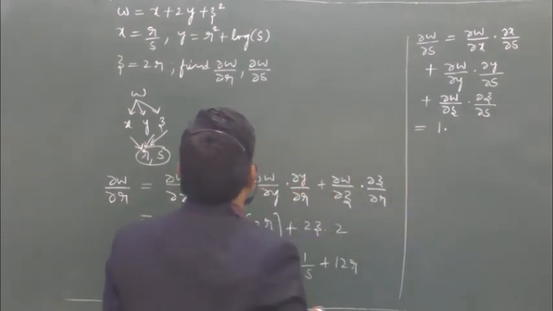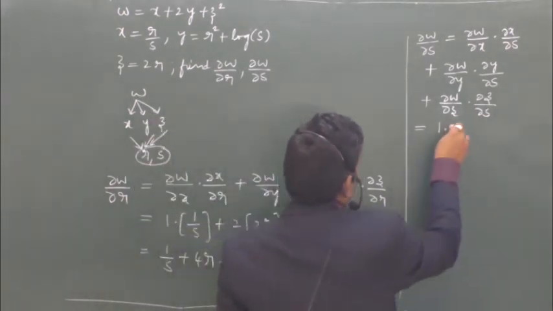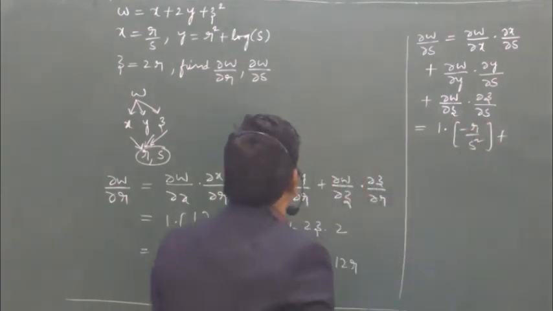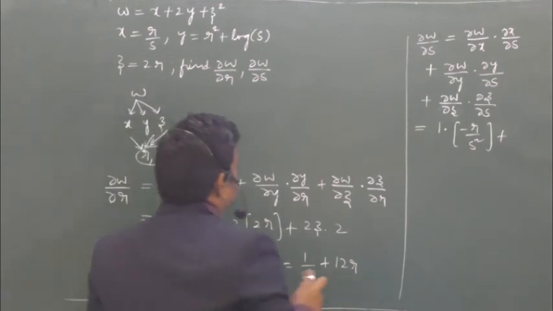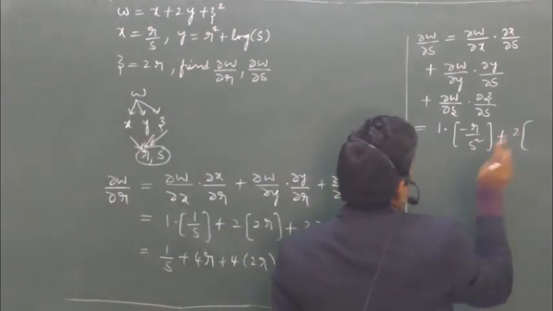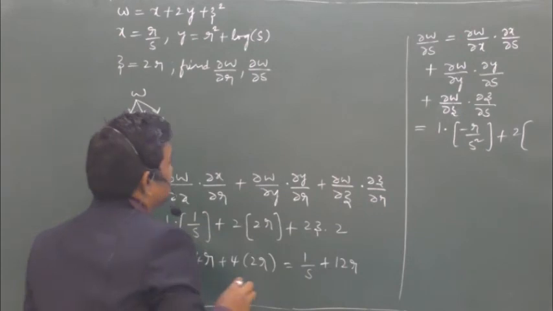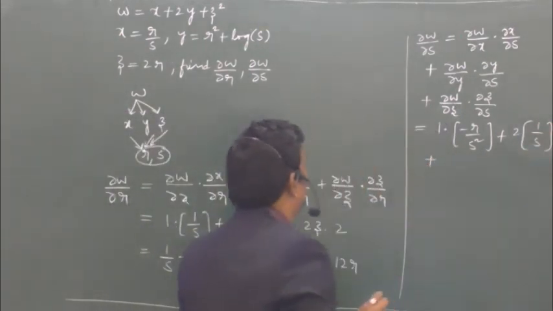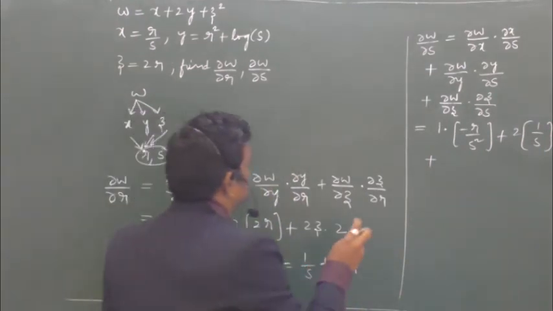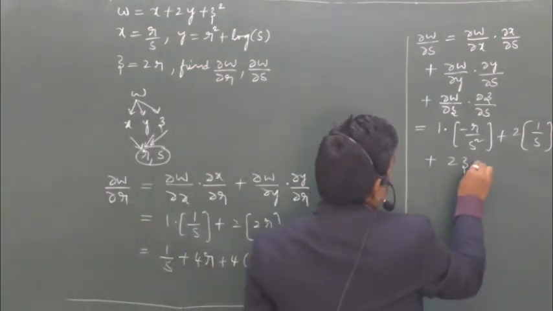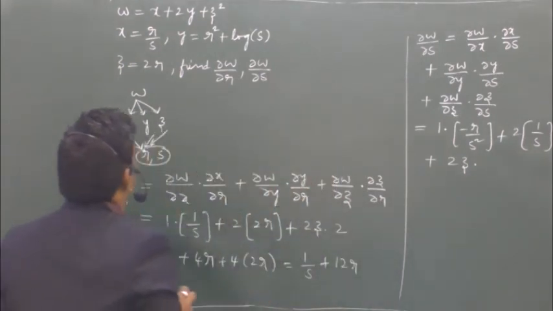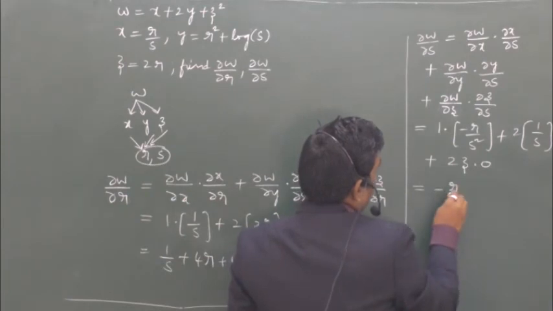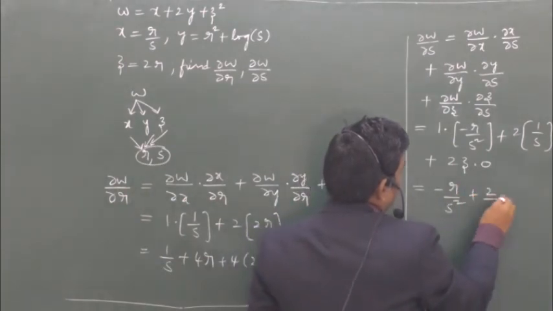X with respect to s, it is minus r by s square. Then w with respect to y, it is 2. And y with respect to s, it is 1 by s. Then w with respect to z, it is 2z. And z with respect to s, it is 0. Now the final answer is minus r by s square plus 2 by s.